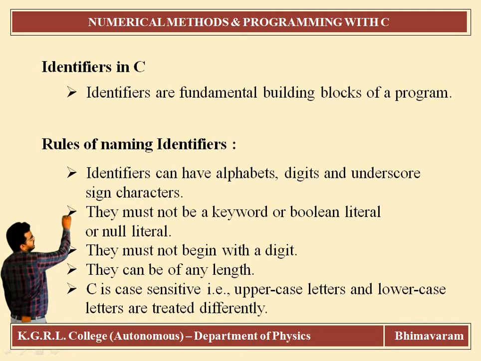Rules of naming identifiers. Identifiers can have alphabets, digits, and the underscore sign. They must not be a keyword, boolean literal, or null literal. They must not begin with a digit. They can be of any length. C is case sensitive, that is, uppercase letters and lowercase letters are treated differently.